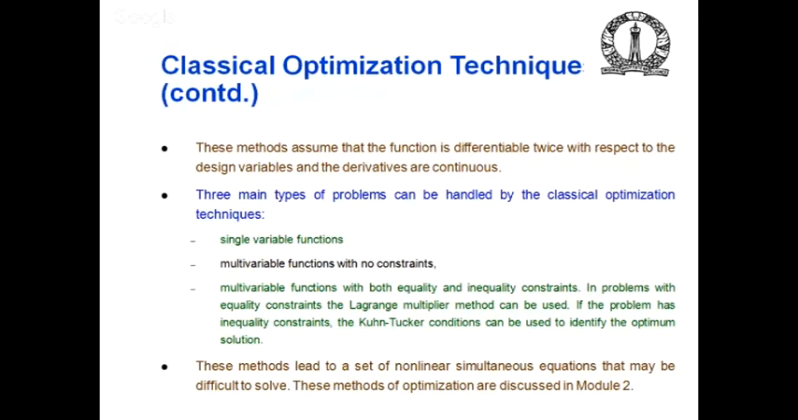Three main types of problems can be handled by classical optimization techniques: single variable functions, multivariable functions with no constraints, and multivariable functions with constraints. Constraints may be both equality and non-equality constraints.